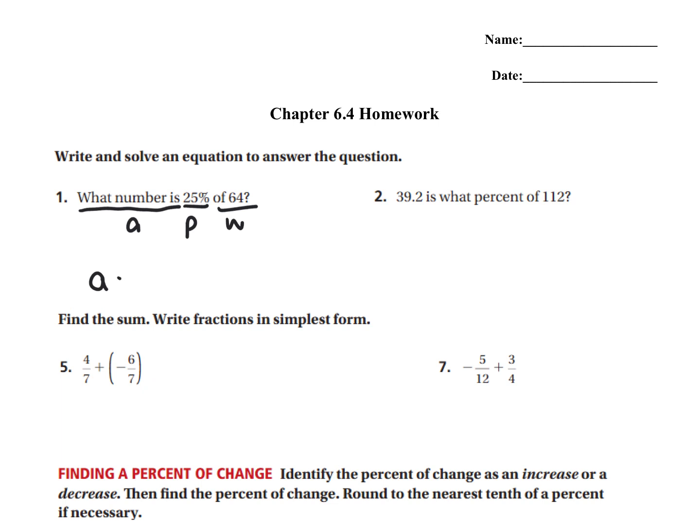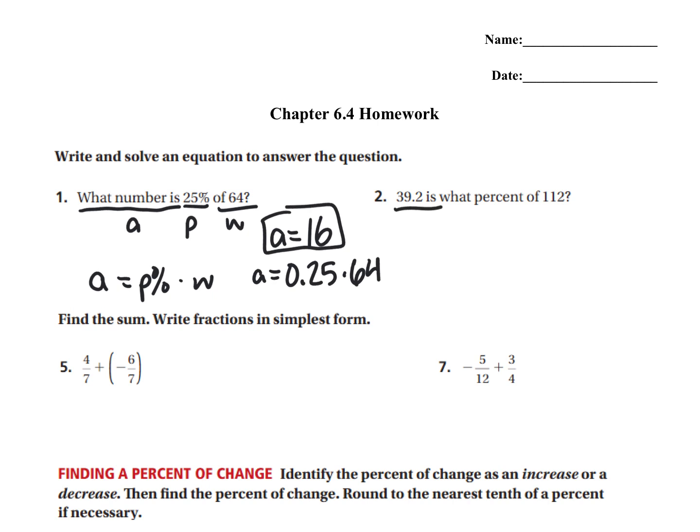My equation looks like this. A equals P percent times W. Filling in what I know, I'm missing A. My percent has to be written as a decimal. And then I have times 64. When I do that on a calculator, A is going to be equal to 16.